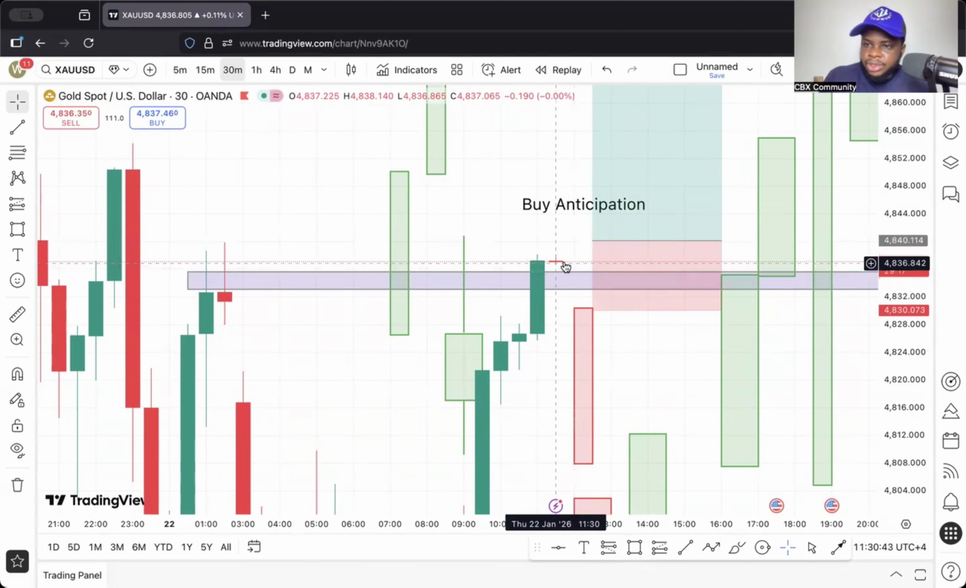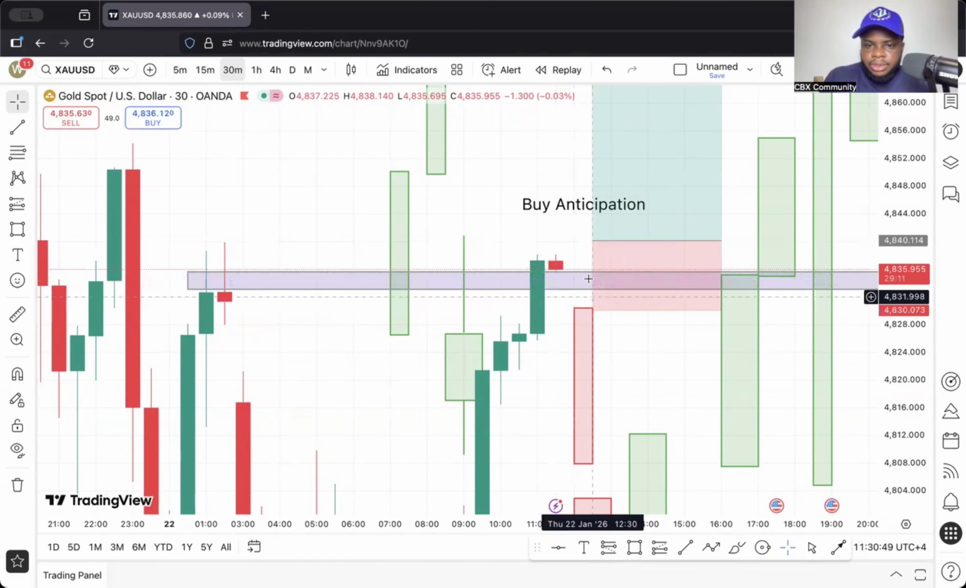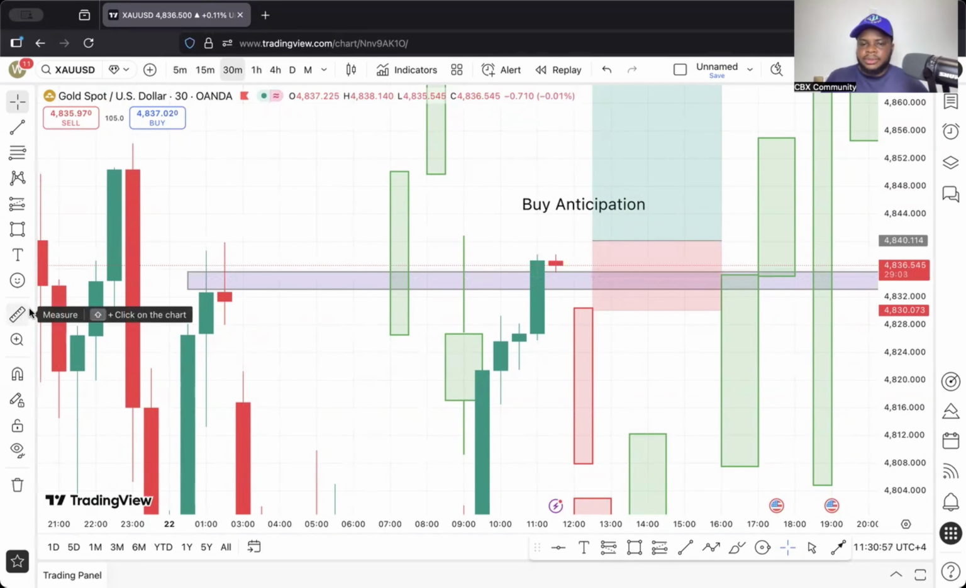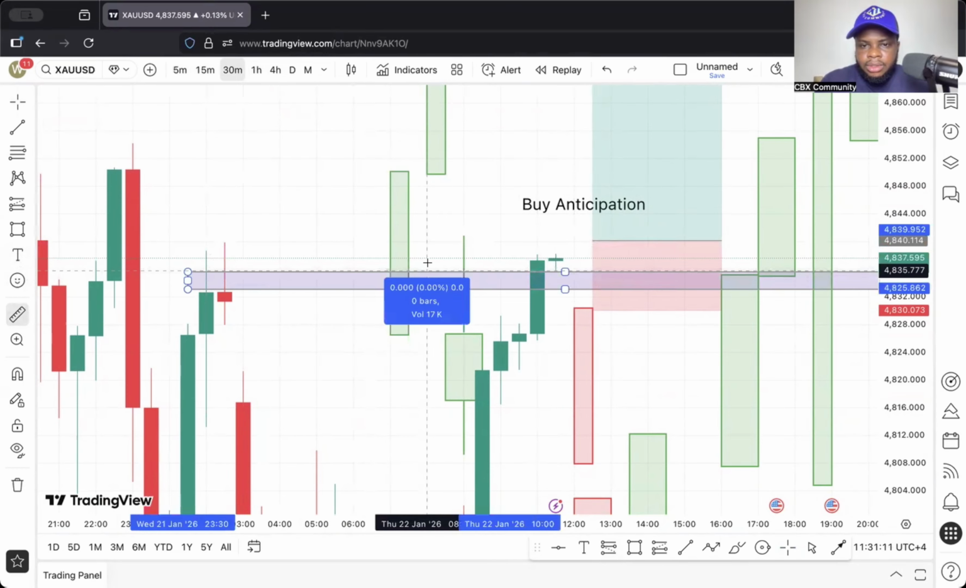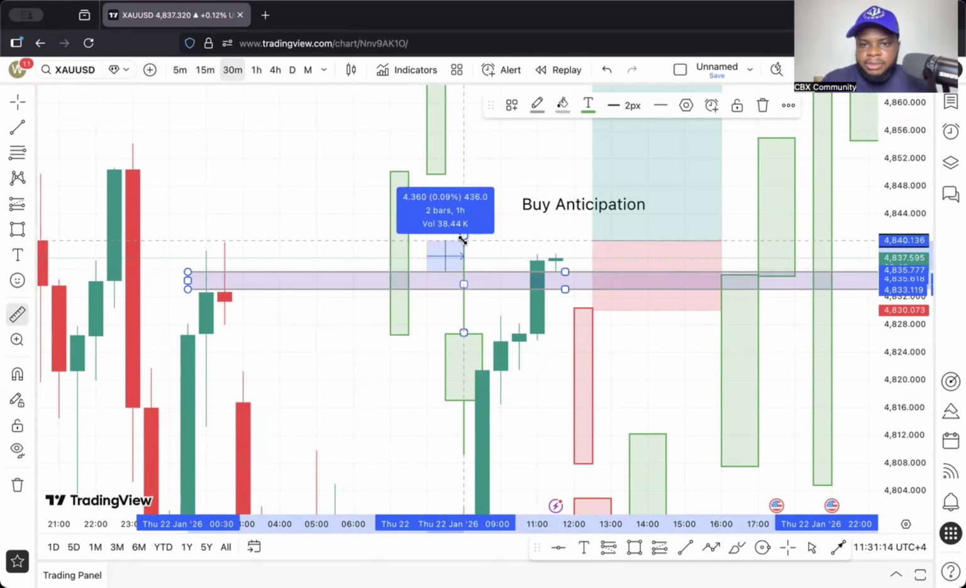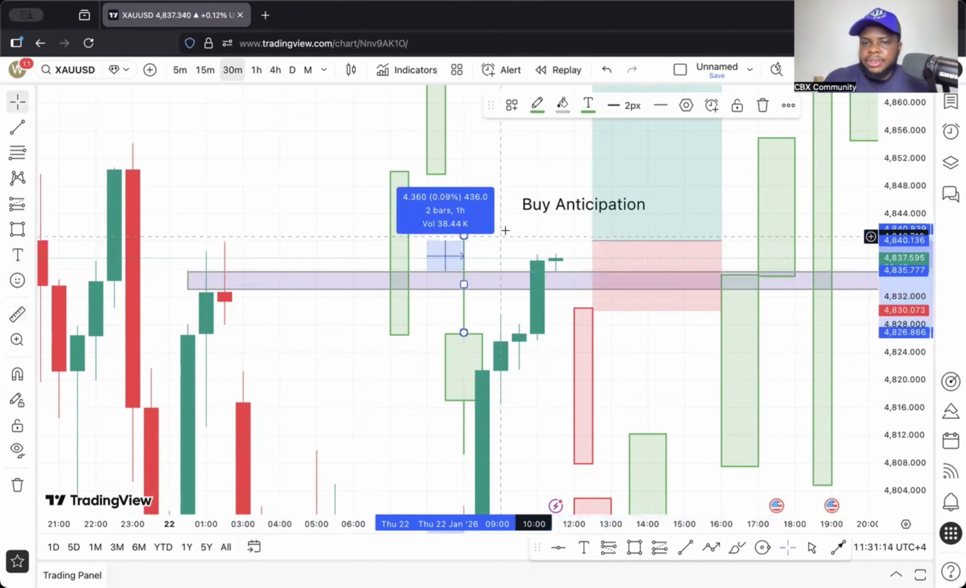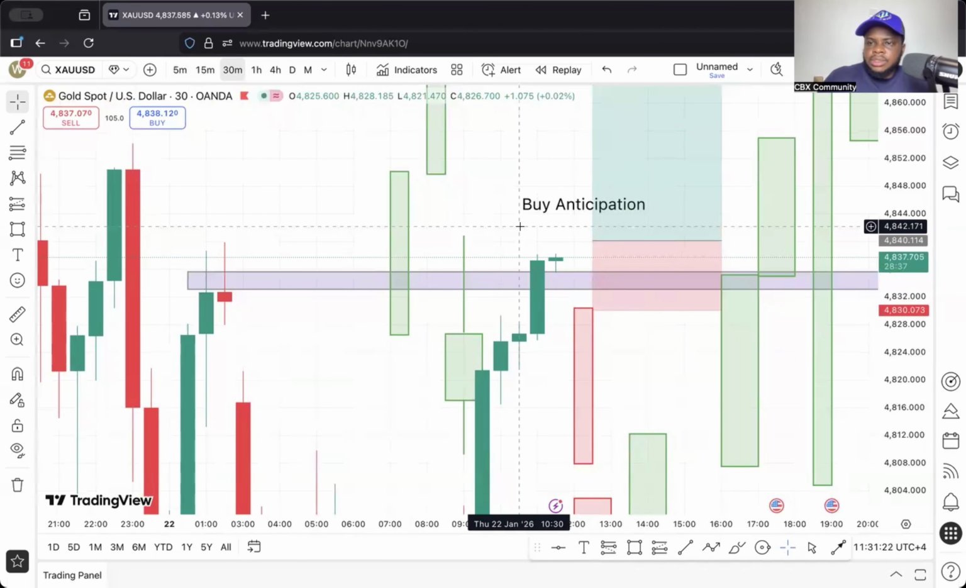So I'm anticipating the candle to continue to come down for us to create a wick. Let it continue to come down. So the candle has created a wick. Let's measure from the wick to our entering position. From the wick to our entering position, we are looking at 43 pips. So we are anticipating volume to come to the market to push the candle.